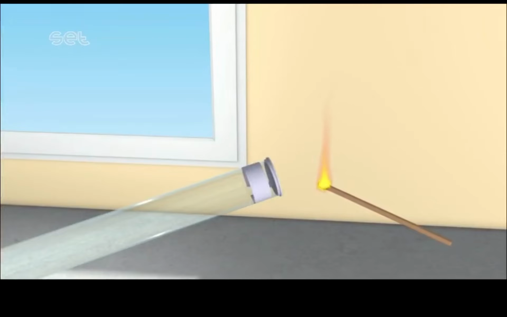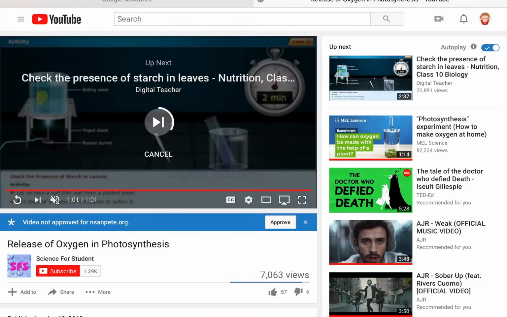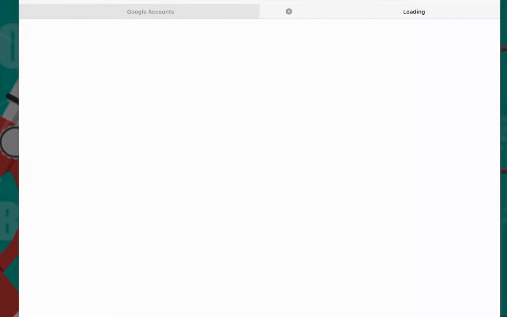Now, let's see what happens. They take the lid off the test tube, and look at that, the flame expanded. So that means that this gas, whatever it is, is flammable. What I want you to do now is give me your best guesses. What do you think this gas was?